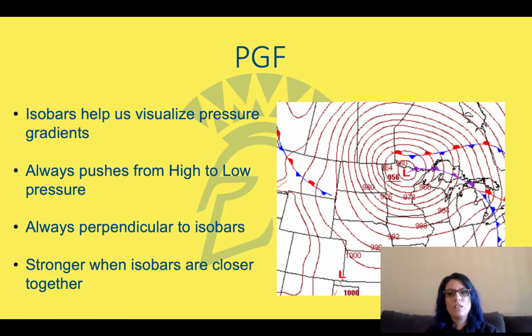Okay, that vector is going to be longer than it would be between here and here. Here and here, they're not very close together, so that means the force isn't really that strong. Force is not with you. Right? So we can look at these isobars, visualize it, and say, okay, I know the pressure gradient is going to be stronger here and weaker over here. The other thing is that they always push from high to low pressure.